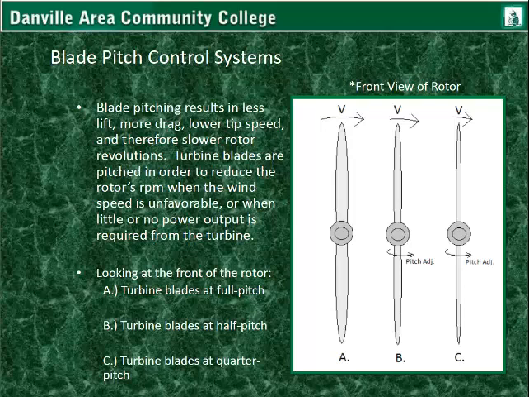Blade pitching results in less lift, more drag, lower tip speed, and therefore slower rotor revolutions. Turbine blades are pitched in order to reduce the rotor's RPM when the wind speed is unfavorable or when little or no power output is required from the turbine. As you can see in the diagram, the front view of the rotor, it's assumed that the blades are at the critical angle and the velocity and torque are at the maximum.